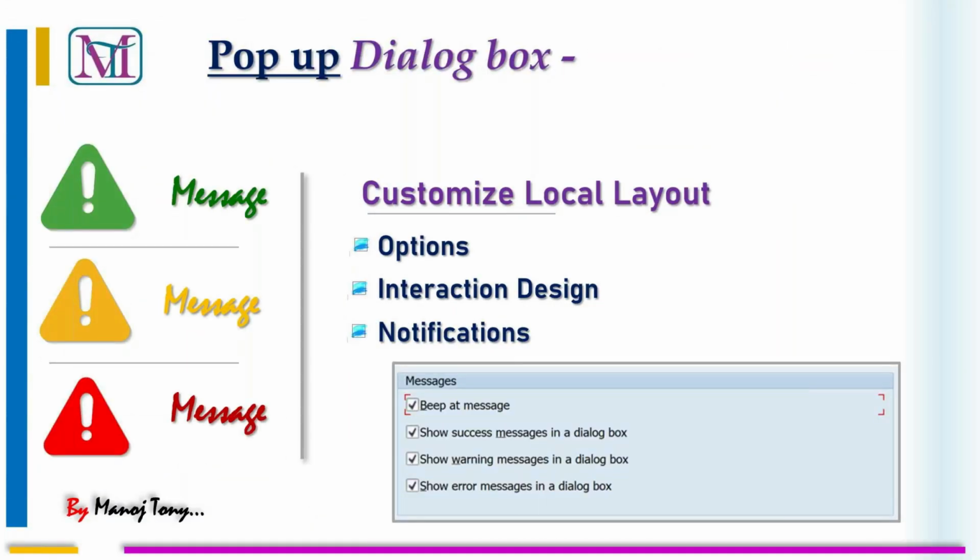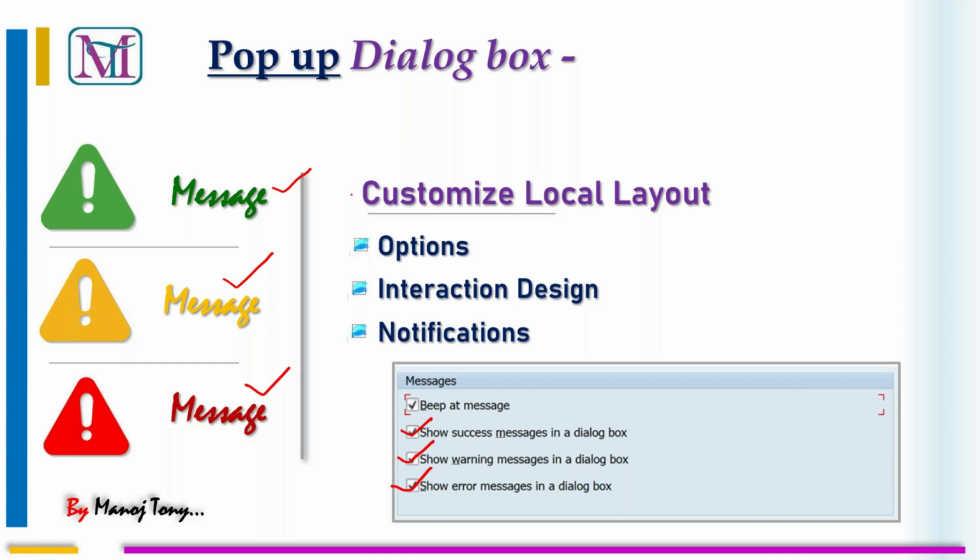Next tip is the pop-up dialog box. What is a pop-up dialog box? In SAP we have different kinds of messages: success message, warning message, error message, and information message. If you check show success message, show warning message, show error message, then when we create a sales order, the system will give a message, whether it is a success message, warning message, error message, or information message.